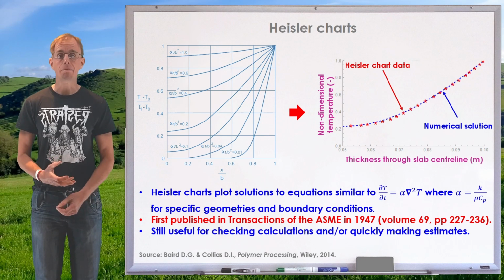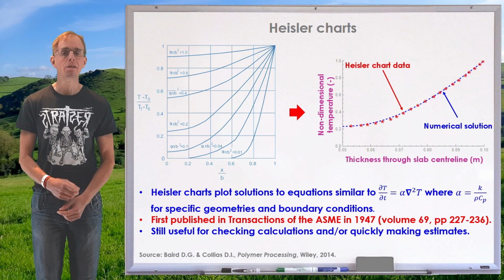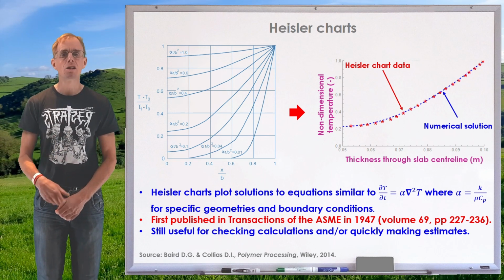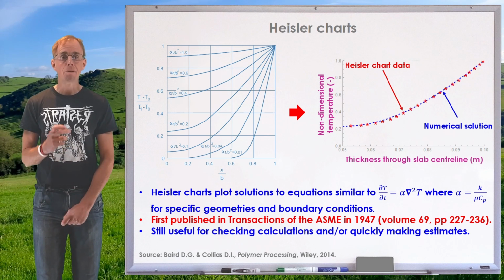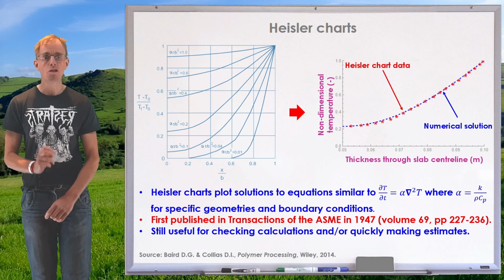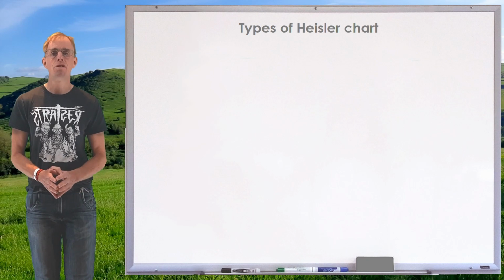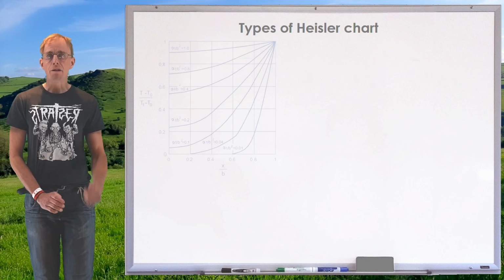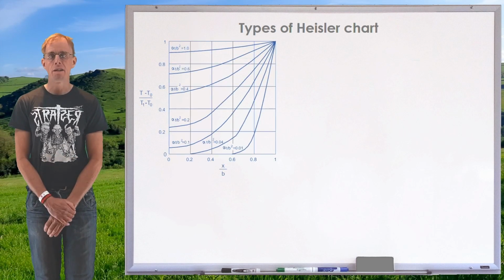Or we can use them as they were originally intended, which was to quickly make estimates and get a feel for a problem. This second part has been largely forgotten about with the advent of quick and powerful compute. But for a back-of-the-envelope estimation, these charts are still very valuable. So, let me introduce to you the two major types of Heisler charts you're likely to see. And the first there on the board is a type that we used in the previous part of this lesson.